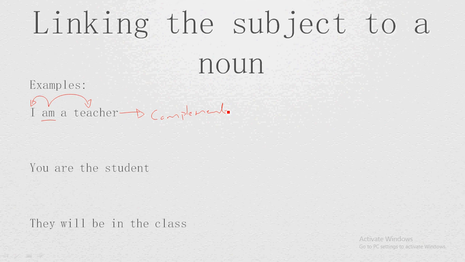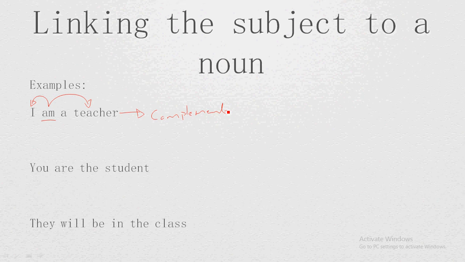Let's repeat that again. The linking verb am links the subject I to a word that identifies what I is. It is explaining or describing what I is. I is a teacher. So here you have a linking verb which connects the subject to a noun.